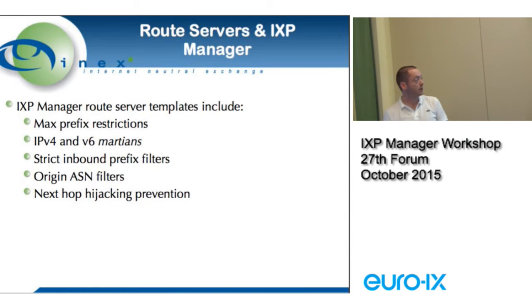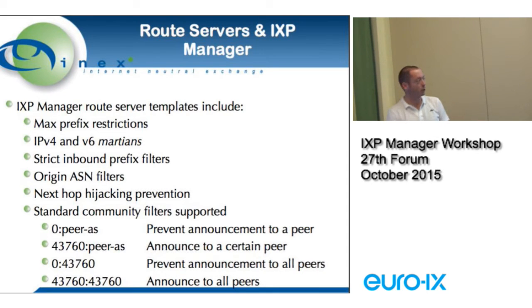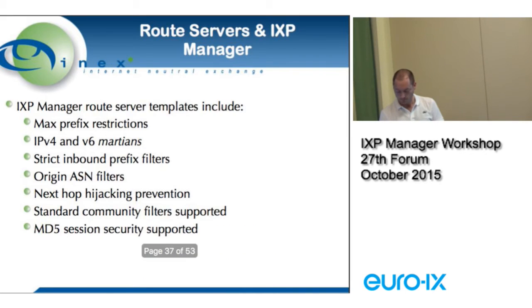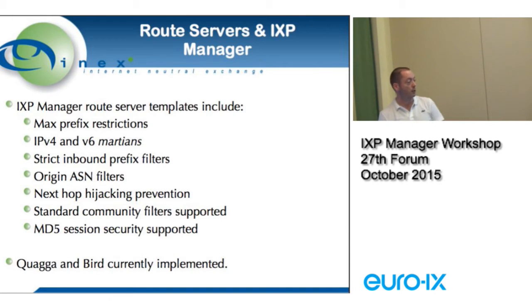We also do next hop hijacking prevention as part of the default scheme. And we support the standard communities. And this is all in that BIRD configuration file that's part of IXP Manager. It's in GitHub, so all that detail is there. And it's all very well documented as well on the wiki. Yeah, Quagga and BIRD are currently implemented. If you were using Cisco, for example, it would be very easy to take the Quagga template and adjust it. I think most people have settled on BIRD, but Quagga and Cisco, I think, are still quite popular.